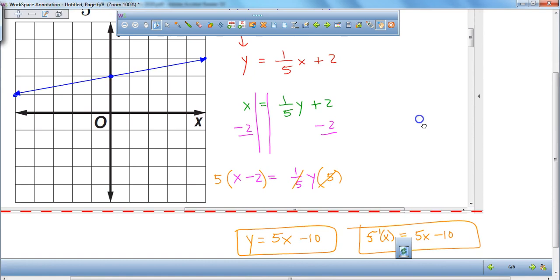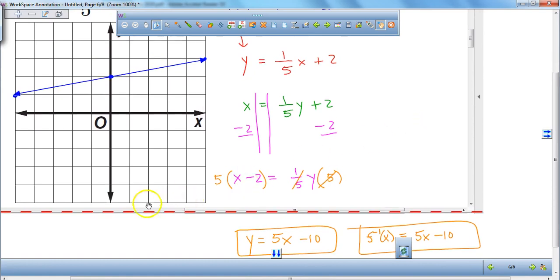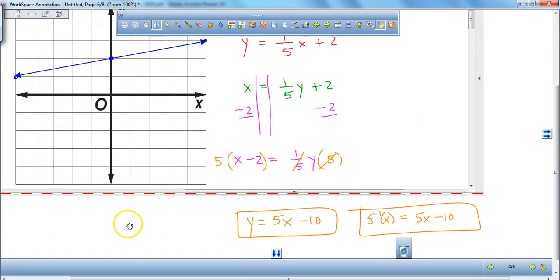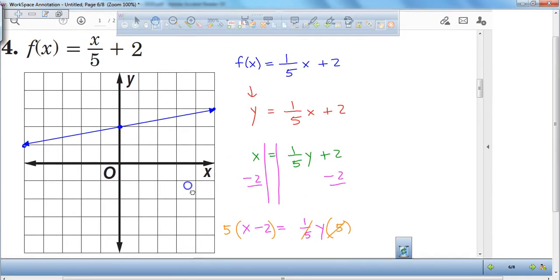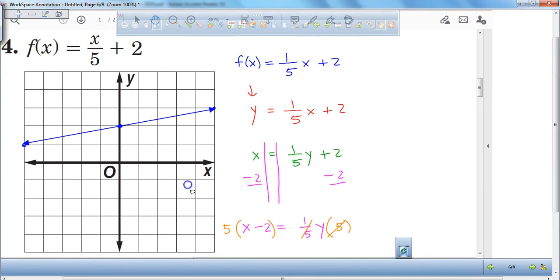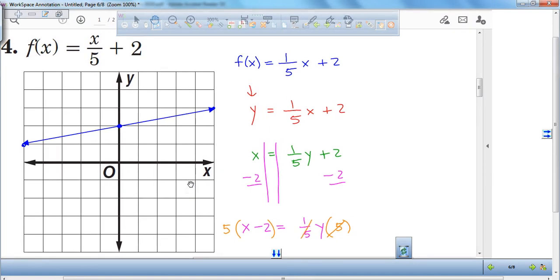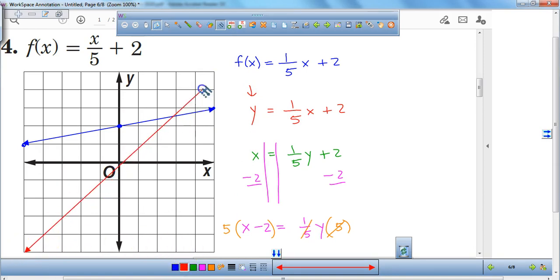Now, what will that one look like? Unfortunately, our y-intercept is way down here. But we do know that this is going to reflect across y equals x. So if you know that it's going to reflect across y equals x, then if you want to, you can draw y equals x. Take a look. I'm doing the best I can here. Come on, there we go.